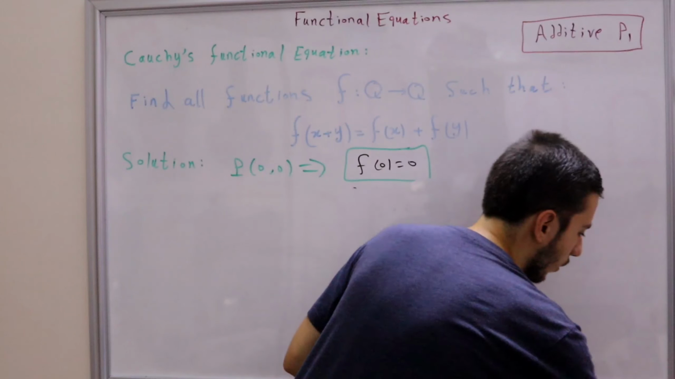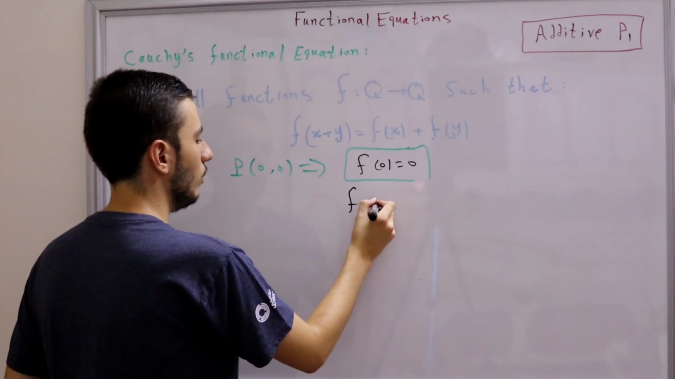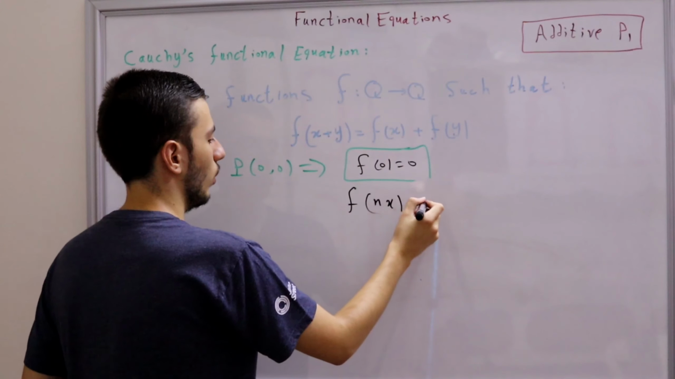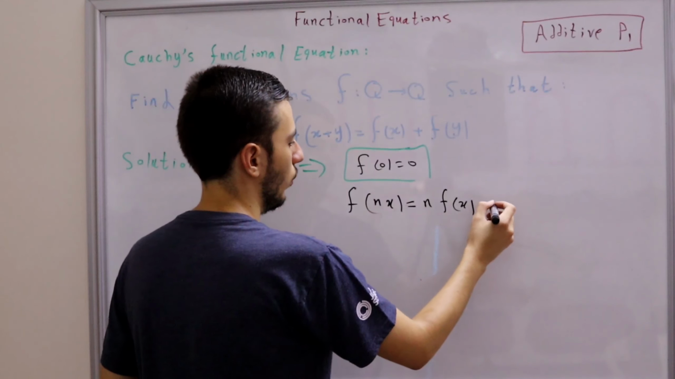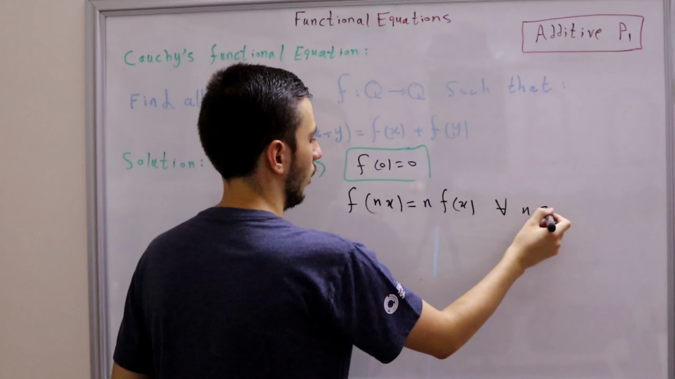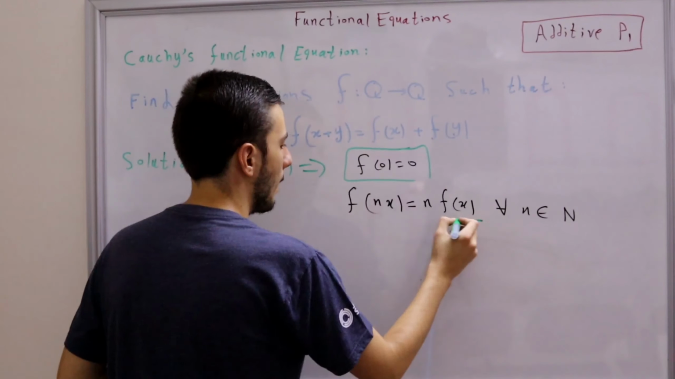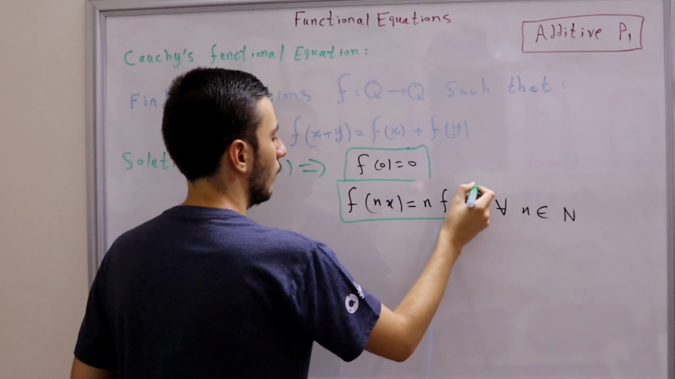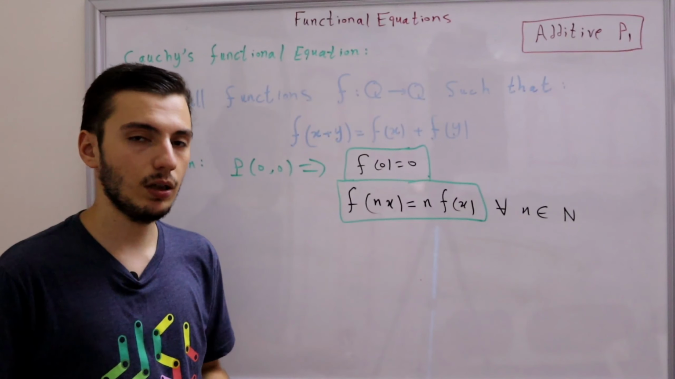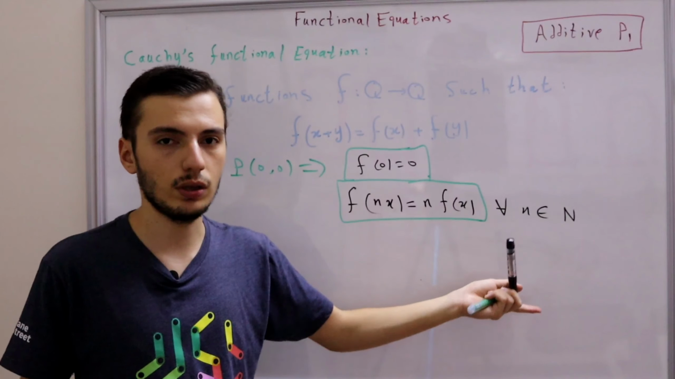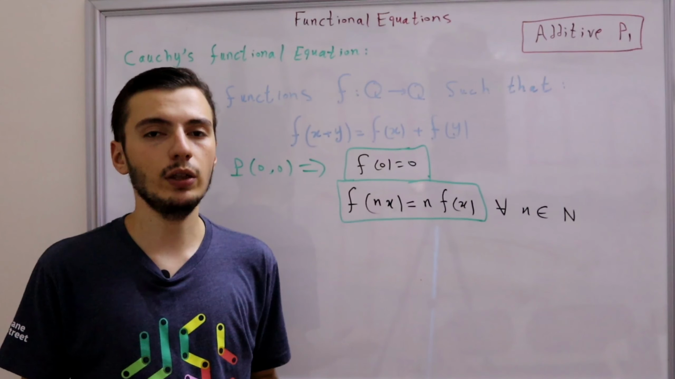Okay, so now our second result is f of nx is equal to n times f of x for all natural numbers n. Okay, great. Well, this is true for natural numbers, right? But not necessarily for integers. So for negative values, we're not sure yet. But actually, we can show it for integers as well.